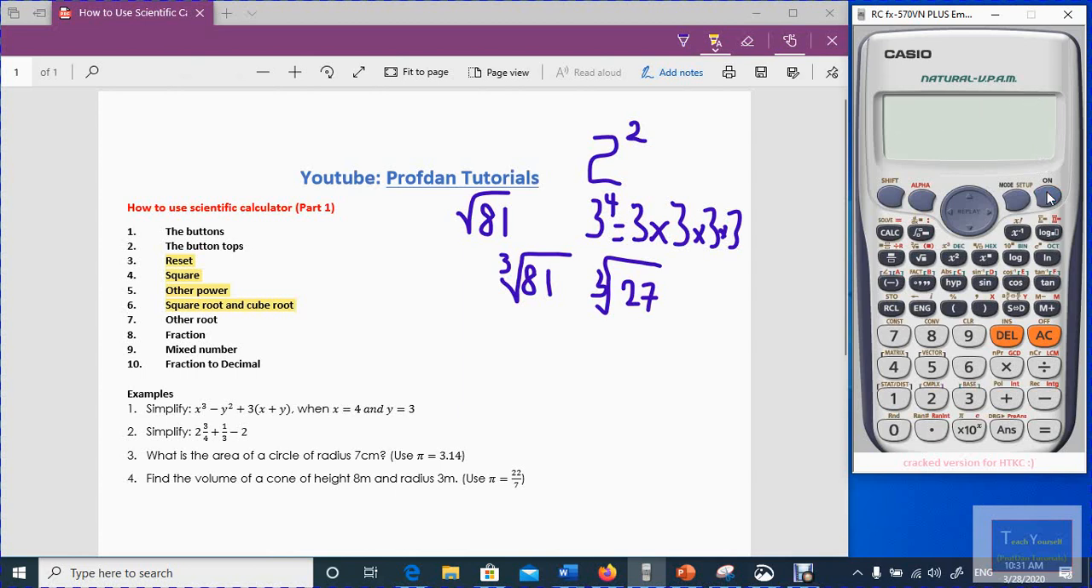Okay. Now let's look at other roots. In the case of other roots, it's still the same thing. Okay, for this cube root, you have the direct function here actually. If you look on top of this square root here, you have cube roots of a particular number. So you can still use that, like shift. I press this. So in this case, it's showing cube root of 27. You still get the same answer, okay?